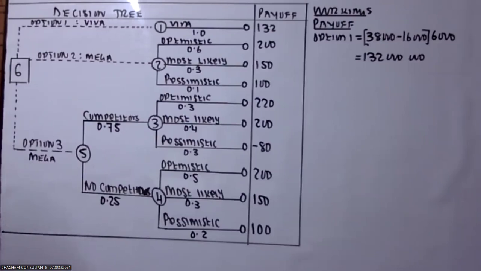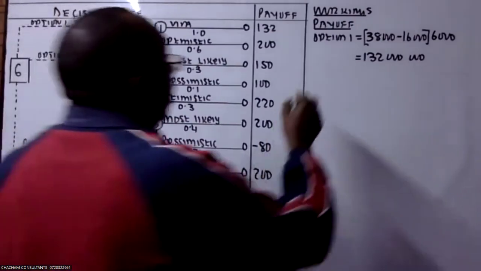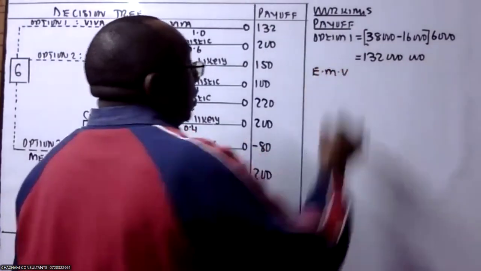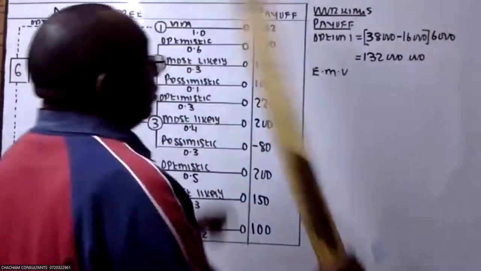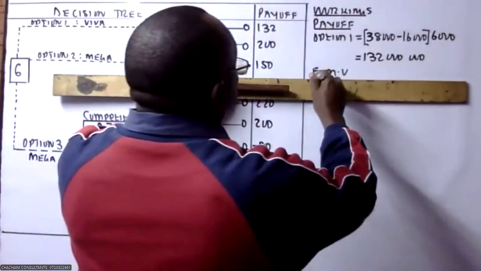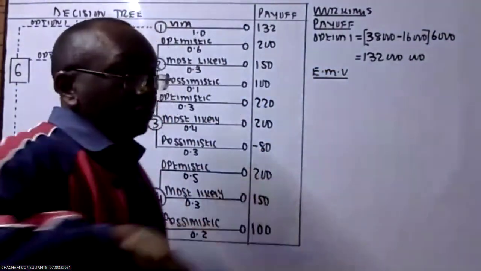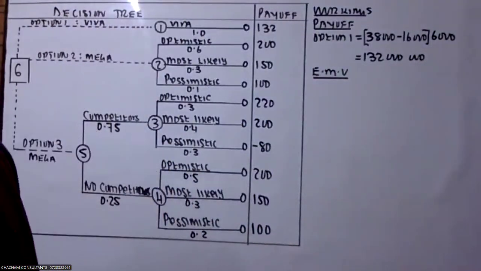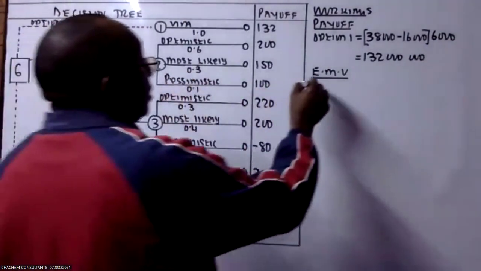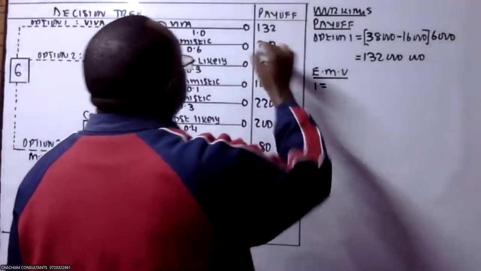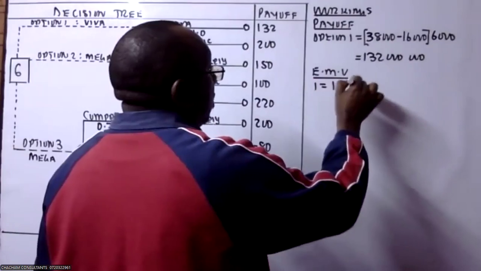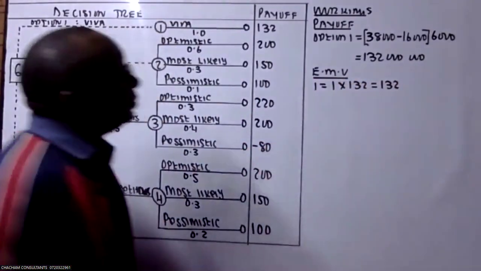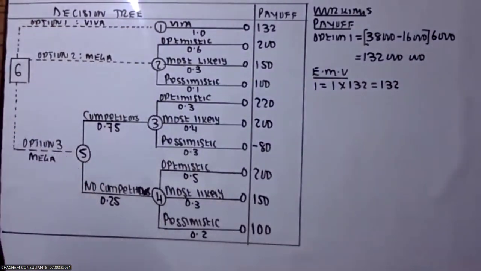Yes, Joy. Good. So the next is expected monetary values. You compute for each. So number 1, it is just 1 times 1.2. So the answer there is 1.2. That has no problem.